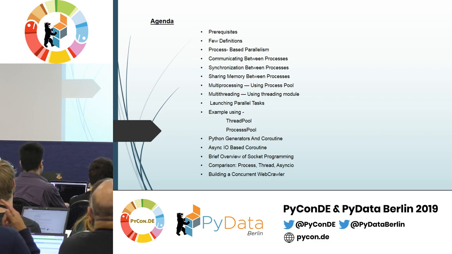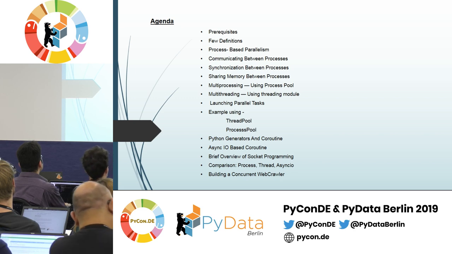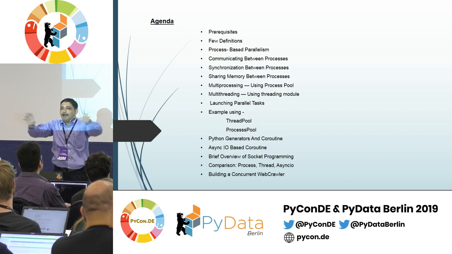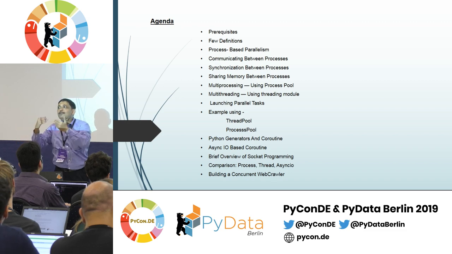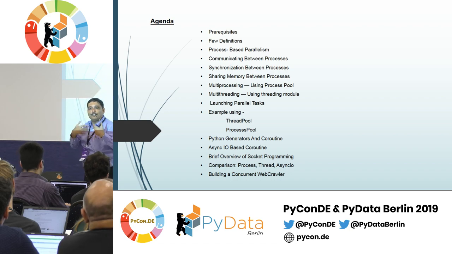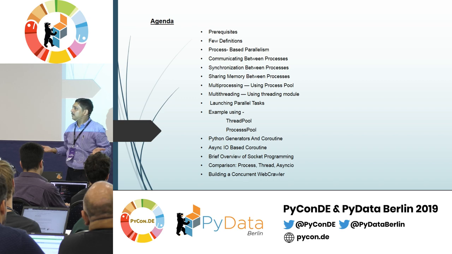Process-based parallelism. So, communicating between processes, synchronization between processes, why it is required? Required to avoid the race condition. Sharing memory between processes, it is basically one form of IPC called shared memory. Multiprocessing using process pool. Now, see, basically the only difference between this one and the first one is that process pool gives you a little bit more sophistication, some more abstraction. But whatever you can do using process pool, you can do using the simple process also. Because Python has also evolved version by version, initially there might be this one, after that this one, after that this one. I think that's the logic.